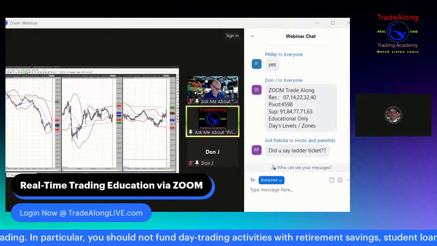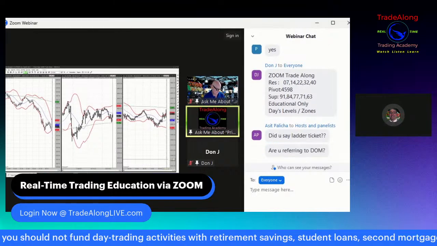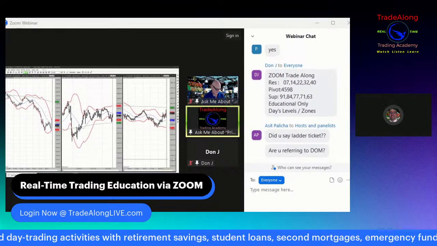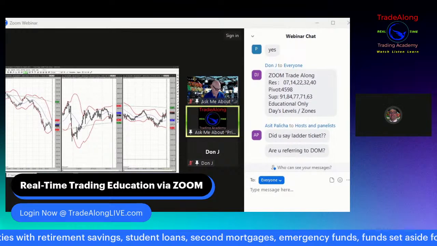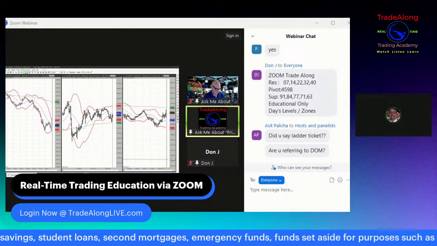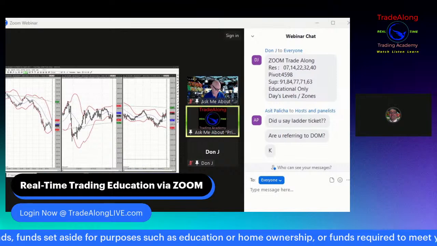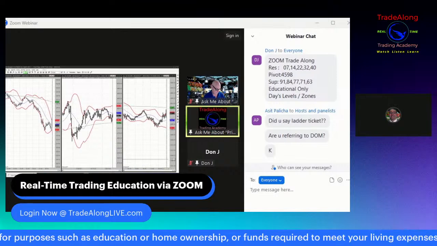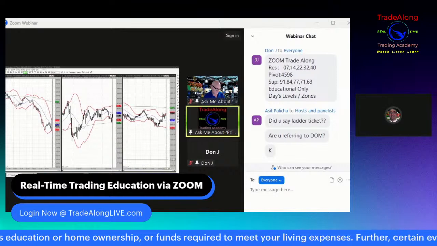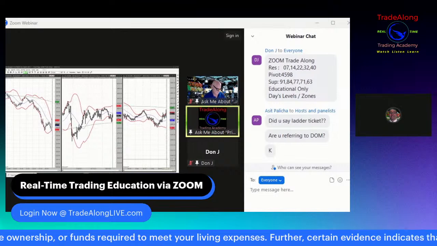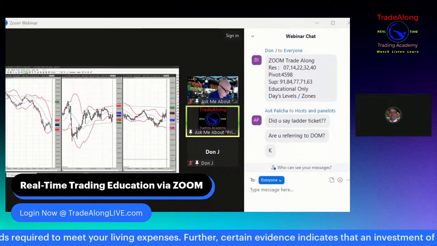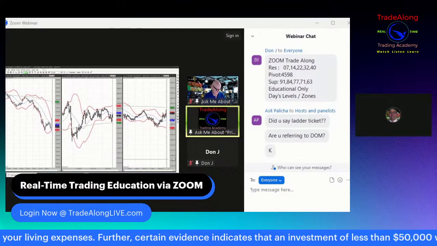The ladder ticket, yeah, is basically the dome. Yeah, correct. Different ways, different terminology. They all mean the same thing, I guess. Yeah, a good question.